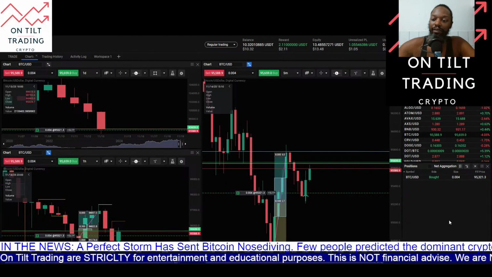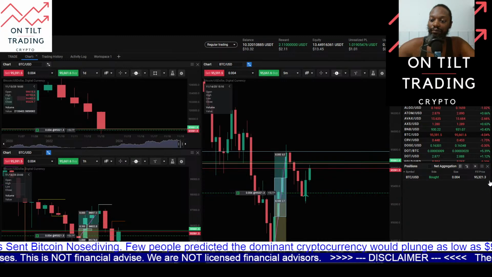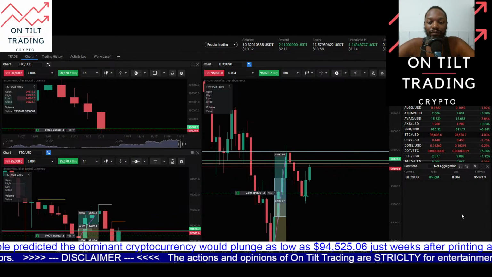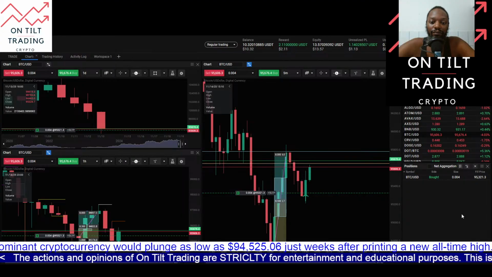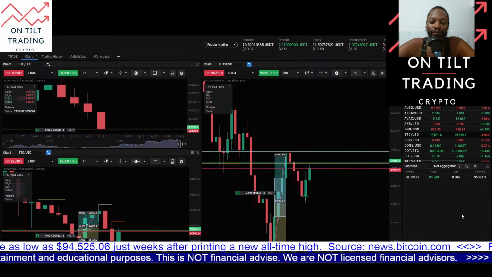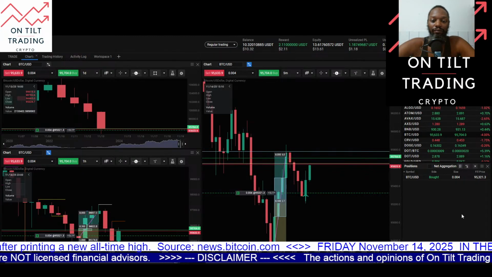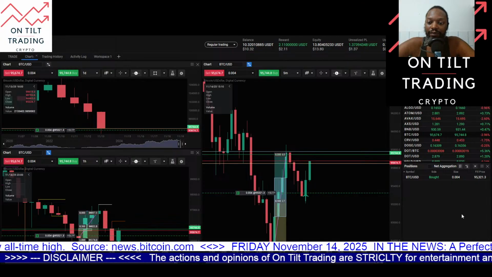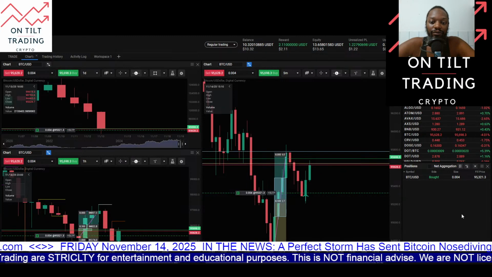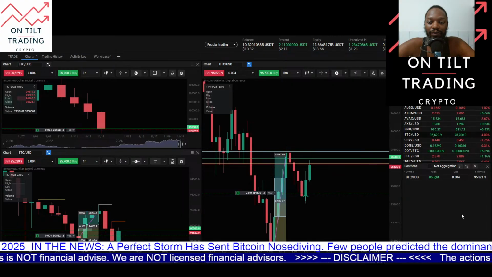Price coming up to test the 60-minute order block here at this level. And further buy side delivery, 95,680. Price now trading above the 60-minute order block. Now consolidating at the 60-minute order block level.